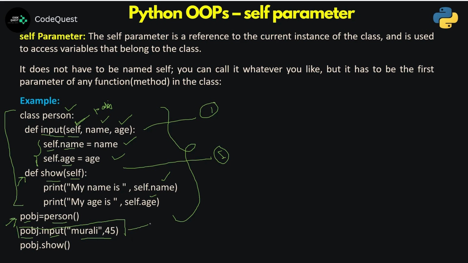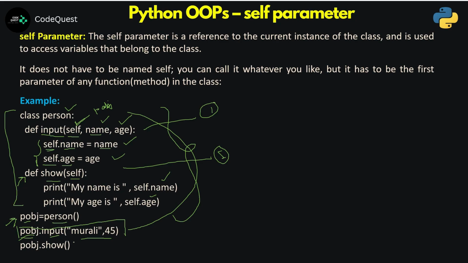So as a result, when the control goes to this, Murali has been copied into name and age is going to take 45. Now internally, self is automatically replaced with this pobj. So it looks like pobj.name equal to Murali, that is set here. Similarly, pobj.age equal to 45, which we have taken here. So the self is going to replace itself with the name of the object through which that method is being called.